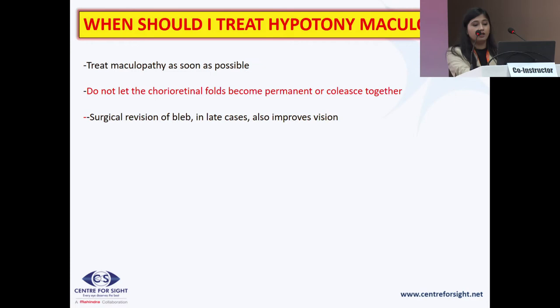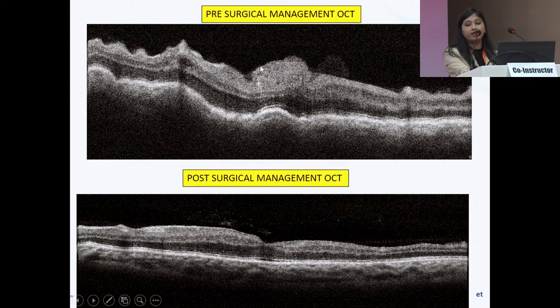So now we know that maculopathy can develop anytime after hypotony, and also how to treat it. But now the question remains: when should I intervene? If you see hypotony, definitely as soon as possible, and so is the case with maculopathy. What we basically don't want is that the chorioretinal folds coalesce with each other, that is, they should not become permanent and there should not be any scarring.